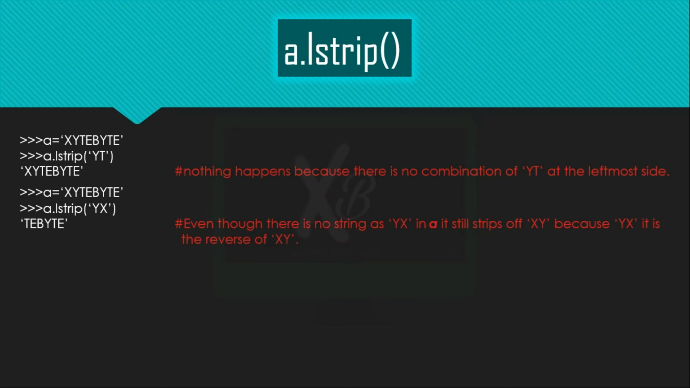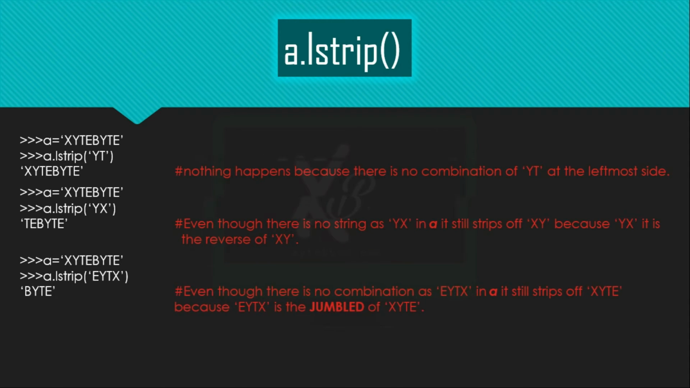xy got removed. Even though there is no string yx in a, it still strips off xy because yx is the reverse of xy. We have y and x at the left side, but not in the same position as in the string. x is at position number 1, but in the brackets we have y as position number 1. No problem with that if the combination is different.